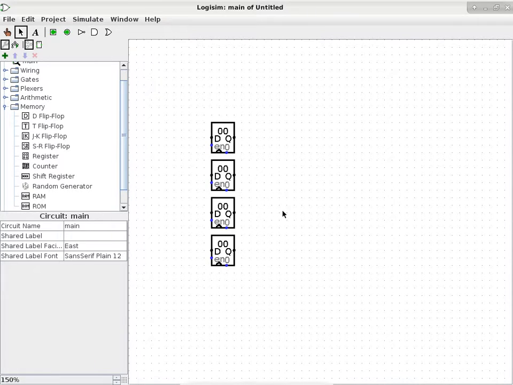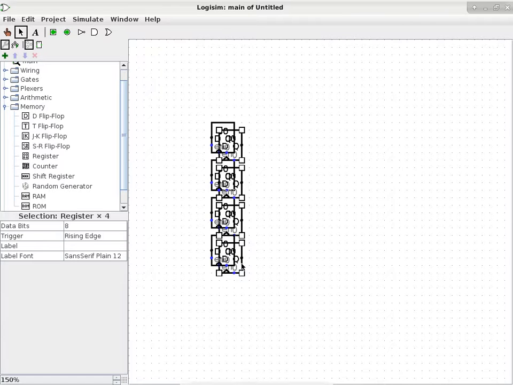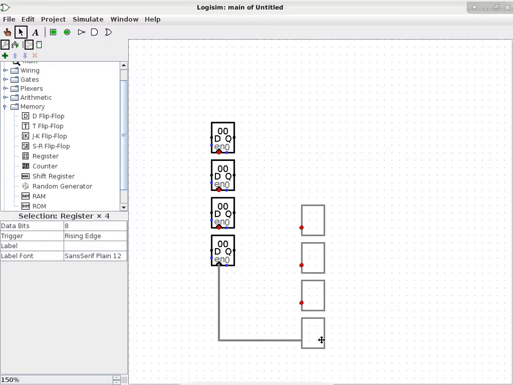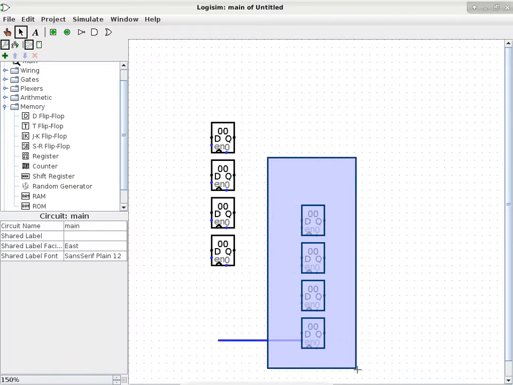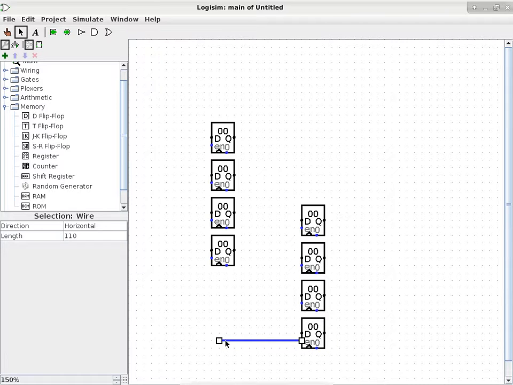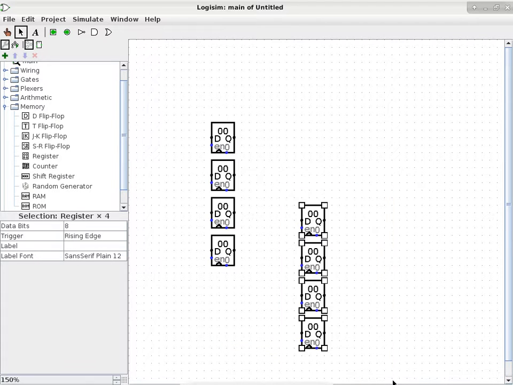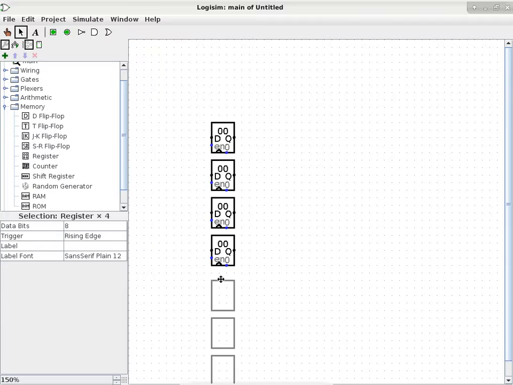The processor design has only 4 registers. So right here, we already know that this is different. Oh, that is not good. Okay. Shift click is the same. Like most drawing programs, it will allow you to select multiple items. It's kind of like a multi-select. Get rid of this wire. Go. All right. So now we have 8 registers.